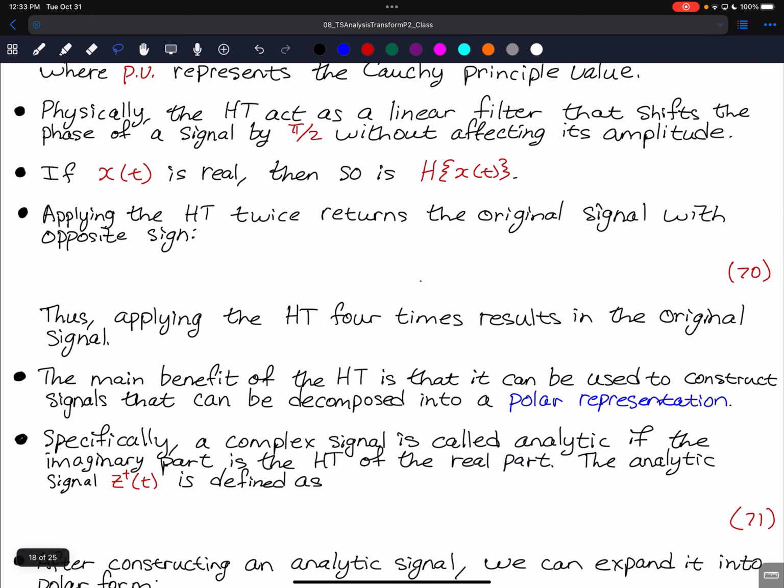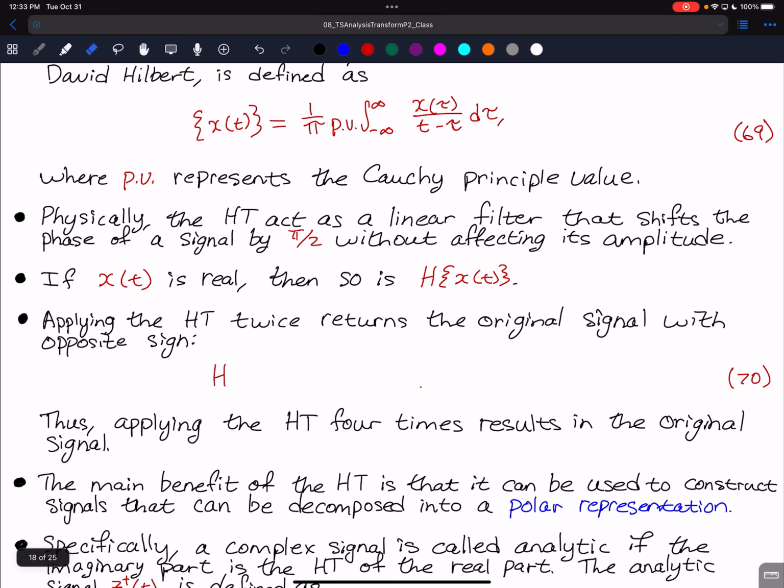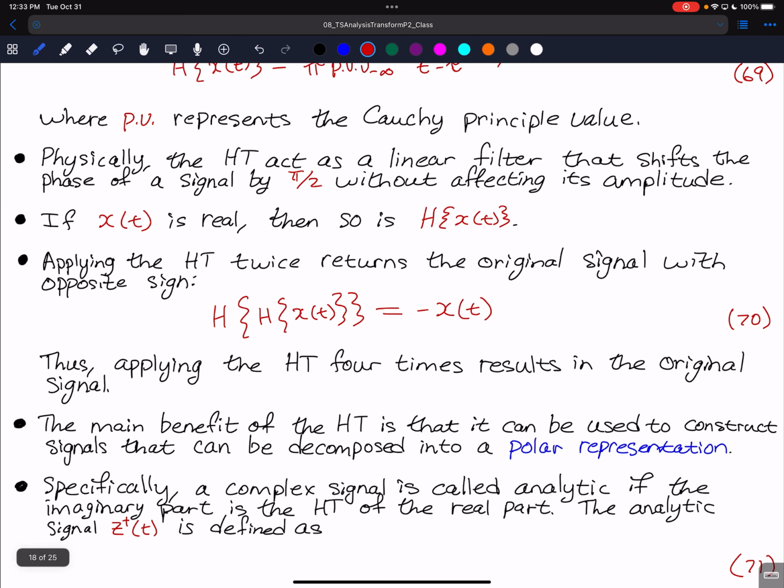So if we compute the Hilbert transform of the Hilbert transform, and actually, let's reduce that notation, let's switch to H. So if we apply H to H, which is applied to x(t), this will be equal to minus x(t). So it's equivalent to just flipping the sign. And then if you apply the Hilbert transform 4 times, then you just get back the original signal.